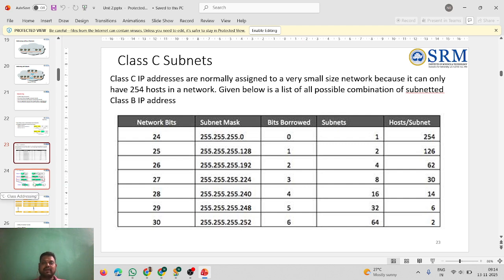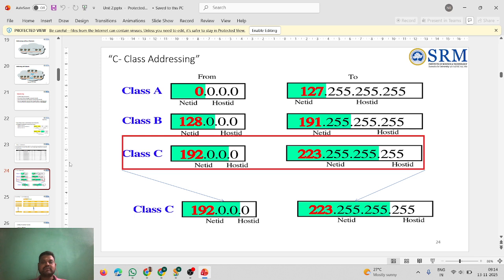Likewise, the subnets and the host part will be, right? So here is the simple example. For class A, the first byte will be used to represent the net ID. The remaining 3 bytes will be used to represent the host ID, right?